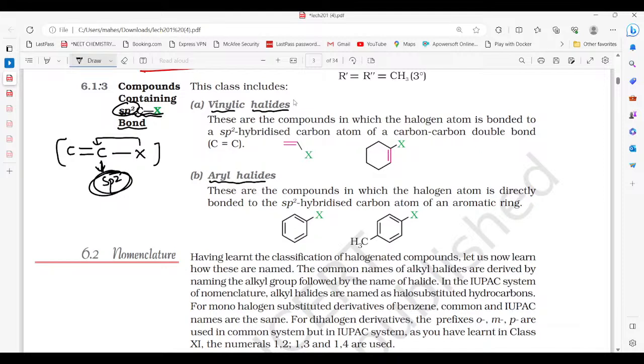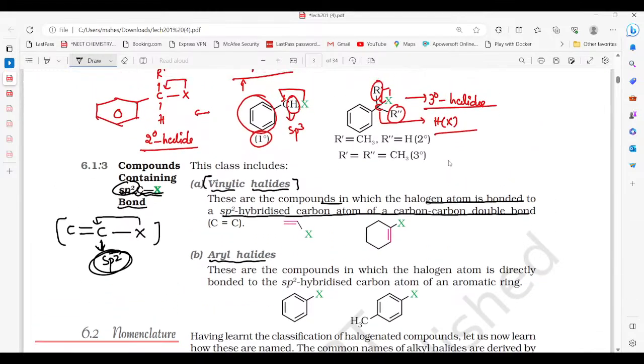Now let us try to understand what is meant by vinylic halides. Vinylic halides are the compounds in which the halogen atom is attached to an sp2 hybridized carbon atom of the carbon-carbon double bond. Now let us understand the comparison between the allylic and vinylic. These two are very important from the exam point of view. That's why I am explaining the comparison with the allylic. Here, this one is vinylic and the next one is allylic.